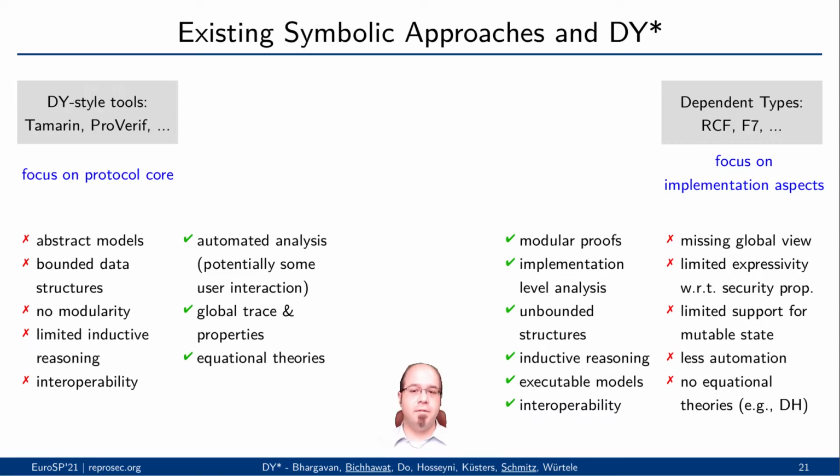But also here we have some limitations. We do not have a global trace, so we are missing a global view. And this limits our expressivity with regard to our security goals. We also only have limited support for mutable state. In general, we have less automation, and we do not have equational theories.